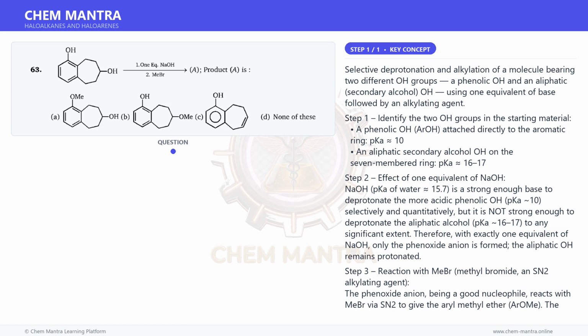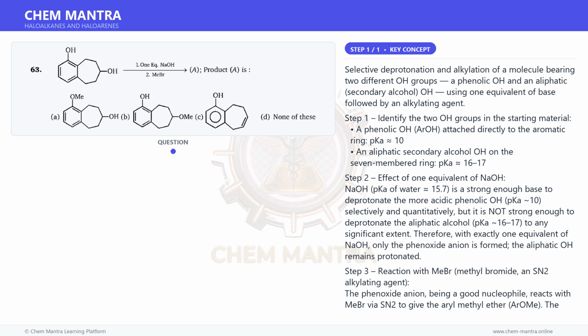Step 4. Structure of product A. The product has OMe at the aromatic ring position and a free OH on the aliphatic 7-membered ring. This matches option A. Why other options fail?